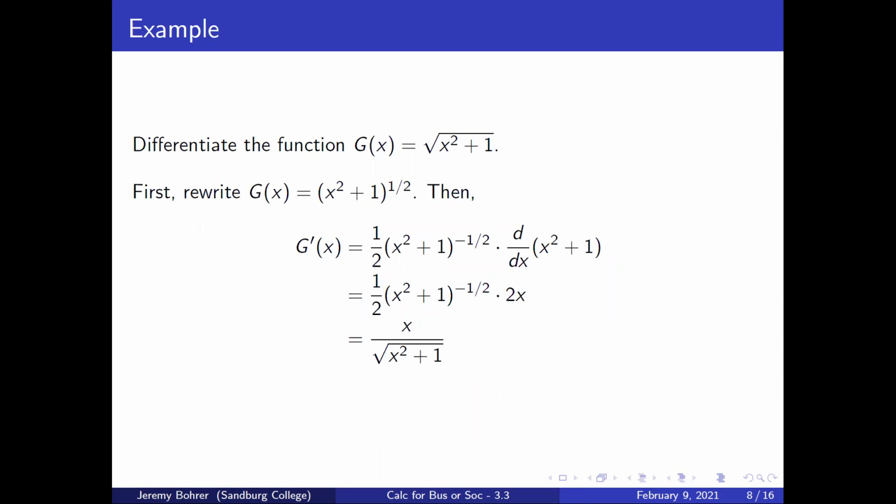Differentiate the function g of x equals the square root of x squared plus 1. First, rewrite g of x equals (x squared plus 1) to the 1/2. Then g prime of x equals 1/2 times (x squared plus 1) to the negative 1/2 power times the derivative of x squared plus 1, which is 1/2 times (x squared plus 1) to the negative 1/2 times 2x, which is x over the square root of x squared plus 1.